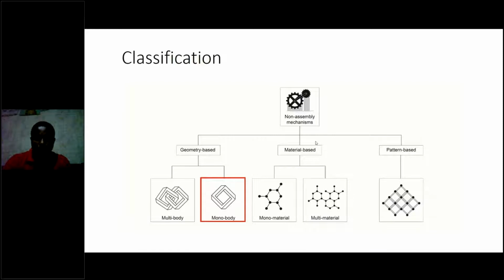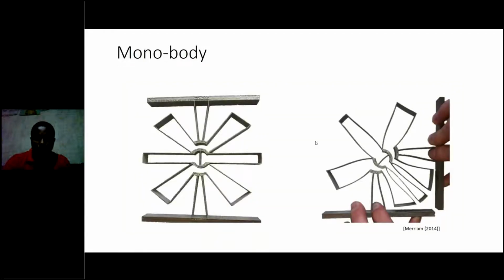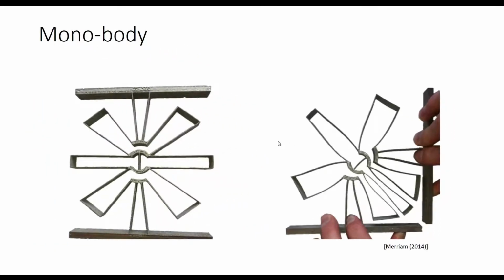Then within the same category, monobody mechanisms are mechanisms that consist of only one body or one part. This would include compliant mechanisms. An example is shown here. As you can see, this very complex structure is all completely attached to one another, so it's only one part. But by making use of these thin flexures, it's able to give this mechanism some kind of movement.